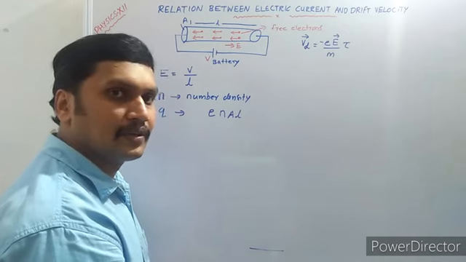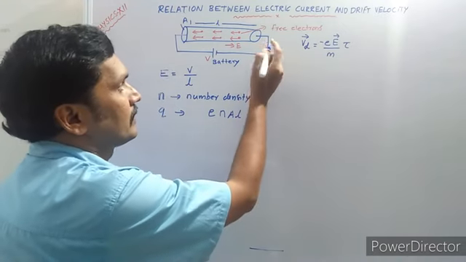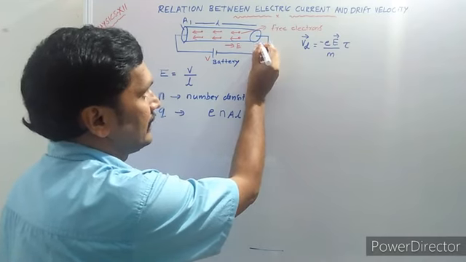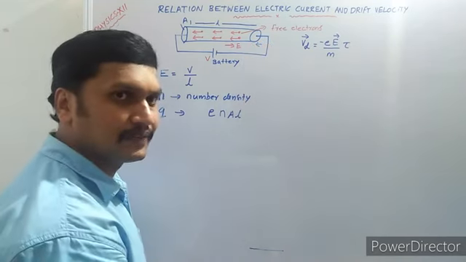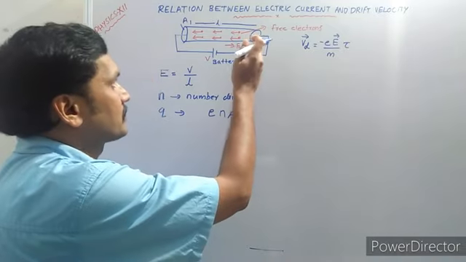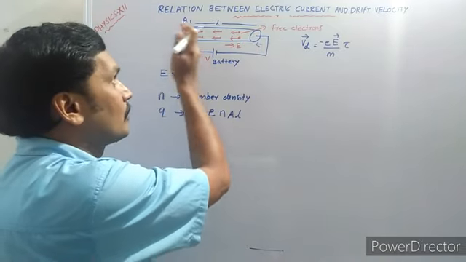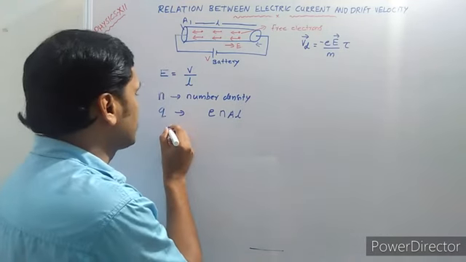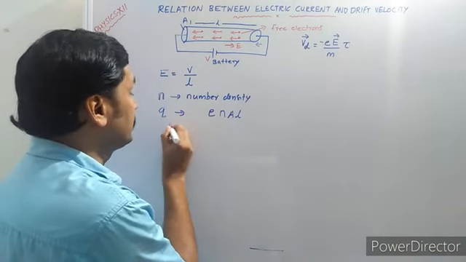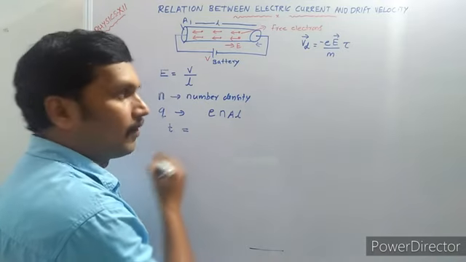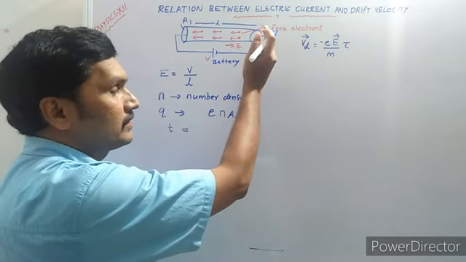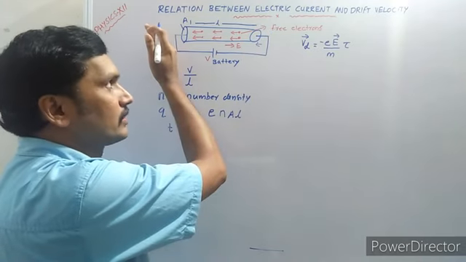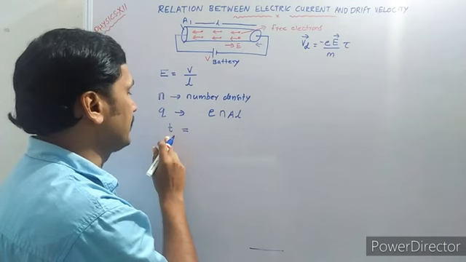And we can say all the charges that enter from the right side of this conductor will pass through this conductor and come out to the left side of this conductor. After a time t, all the electrons which enter from the right side of this conductor will leave this conductor through the left side.